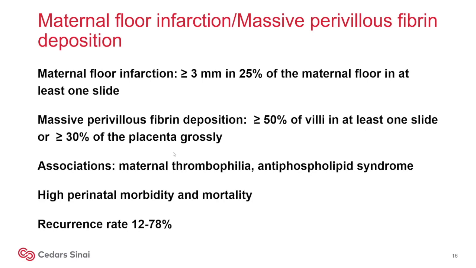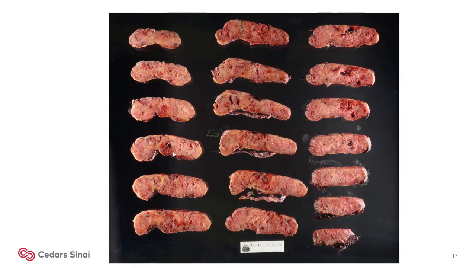And there are a couple of definitions you can use for that. Greater than 50% of villi in at least one slide, or greater than 30% of the placenta grossly. There is a high association with maternal thrombophilia and antiphospholipid syndrome. This condition is associated with high perinatal morbidity and mortality. And recurrence rate is highly variable in the literature, as you can see here, 12 to 78%. I think it's quite high. The few cases that I have seen tend to be associated with recurrent fetal losses or missed abortions.